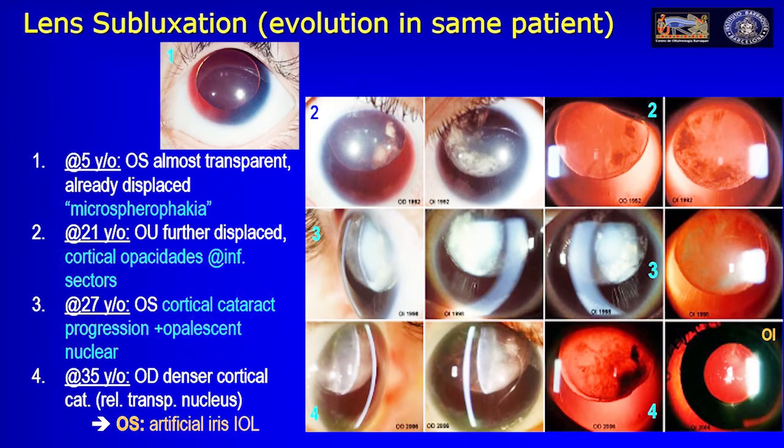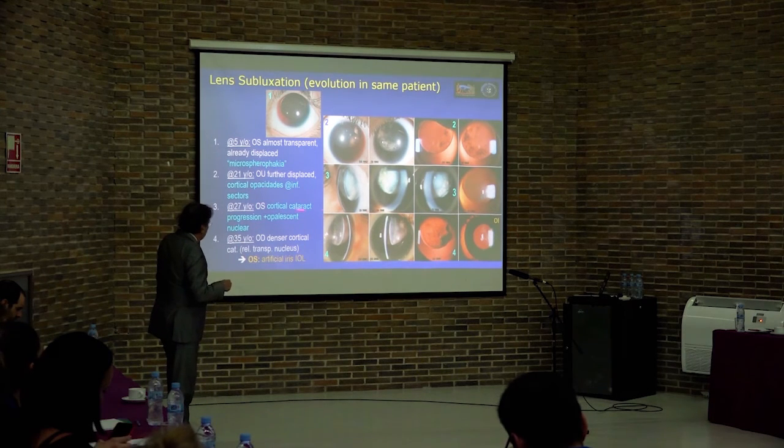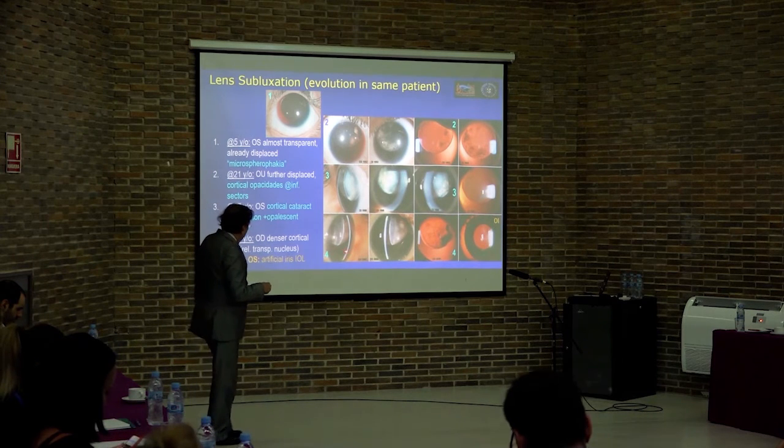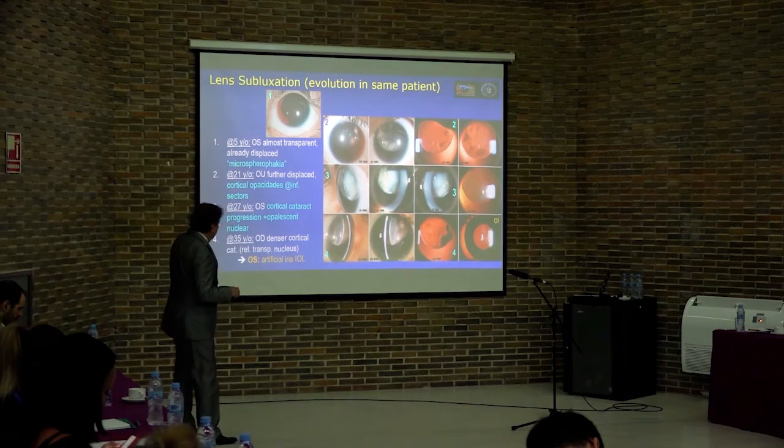At 5 years old, the child's lens was almost transparent, already small and displaced upwards, called microspherophakia. This is at 21. You still have some cortical opacities in both eyes. At 27, suddenly there's this nuclear opalescent opacity, especially in the right eye, but also in the left. It progressed faster in the left, and when we reach 35, this is the right eye, and the left eye has already been operated on with a lens with an artificial iris.